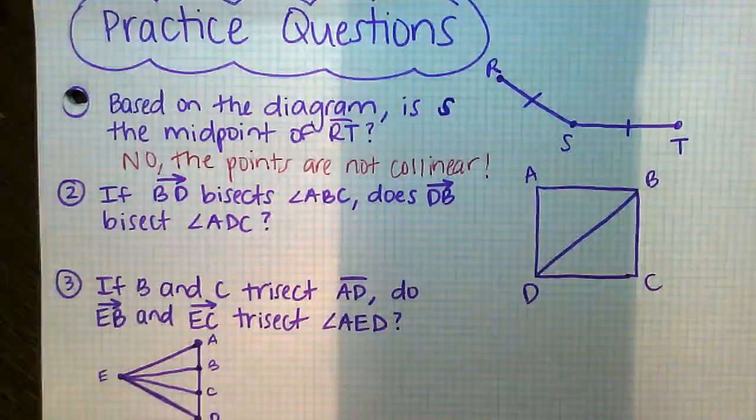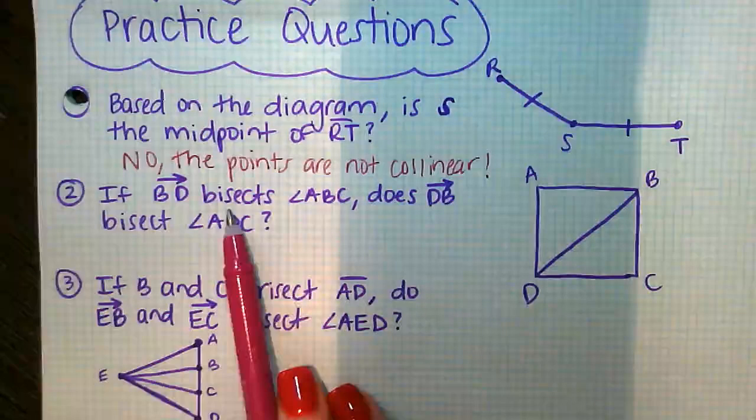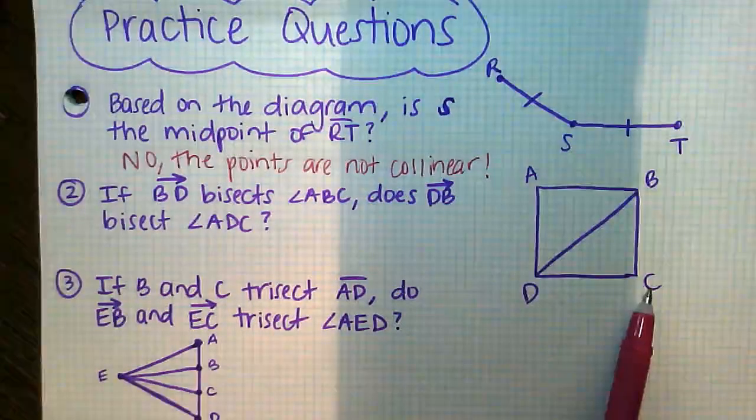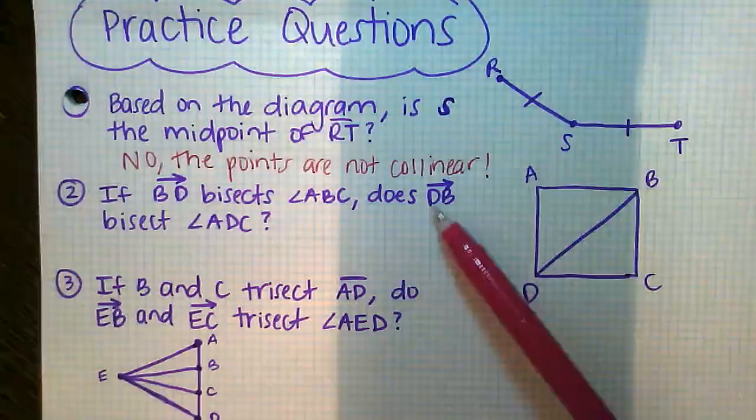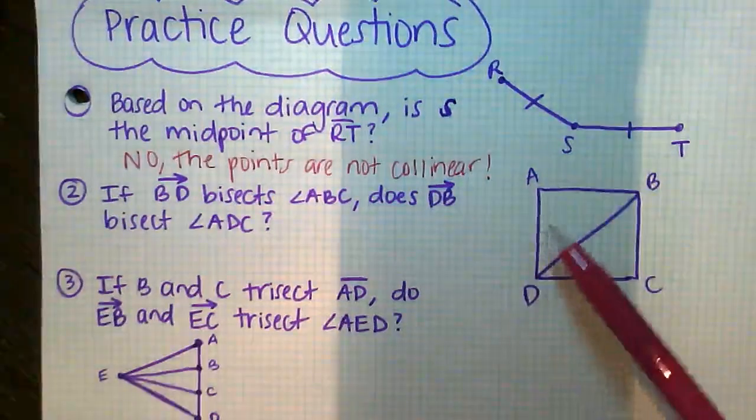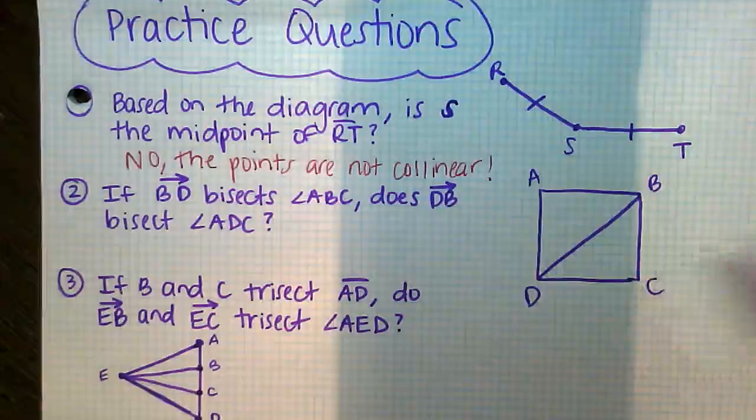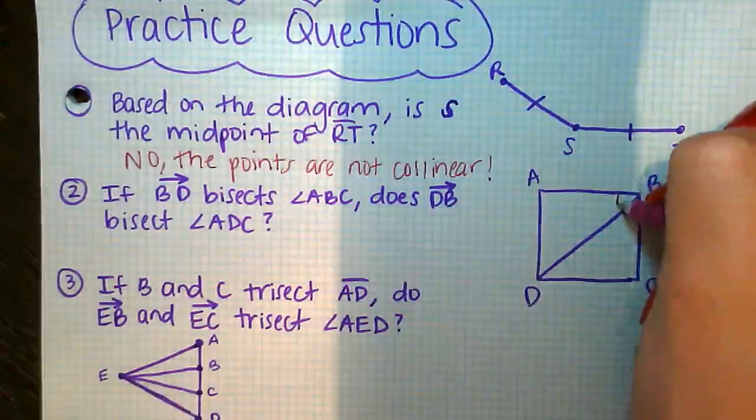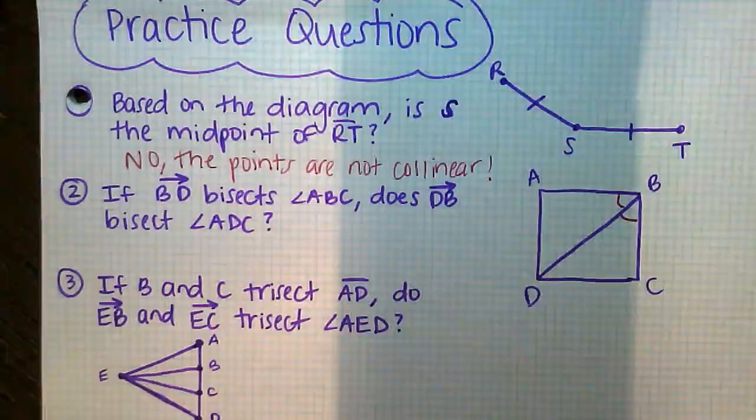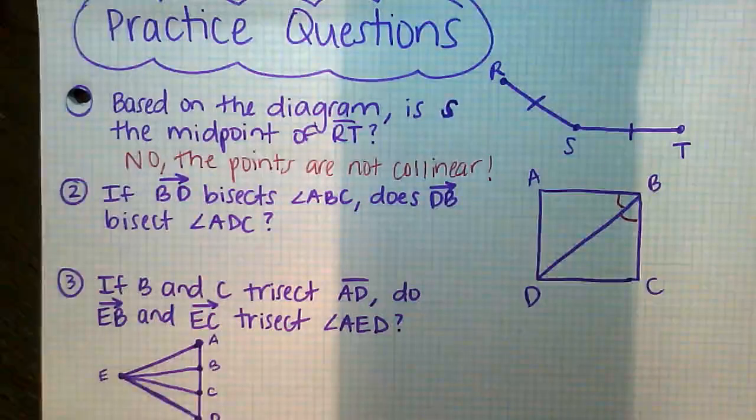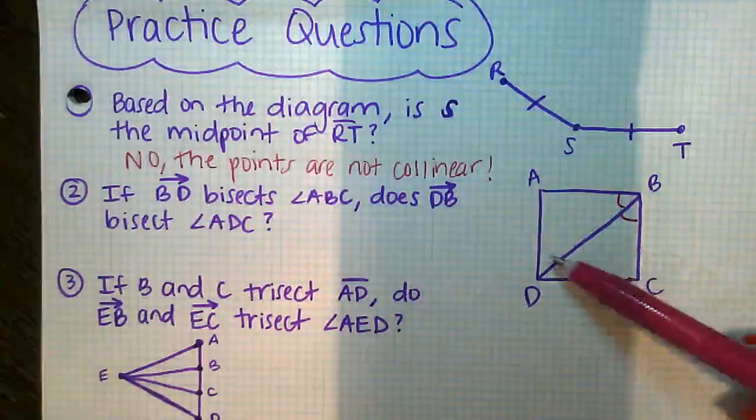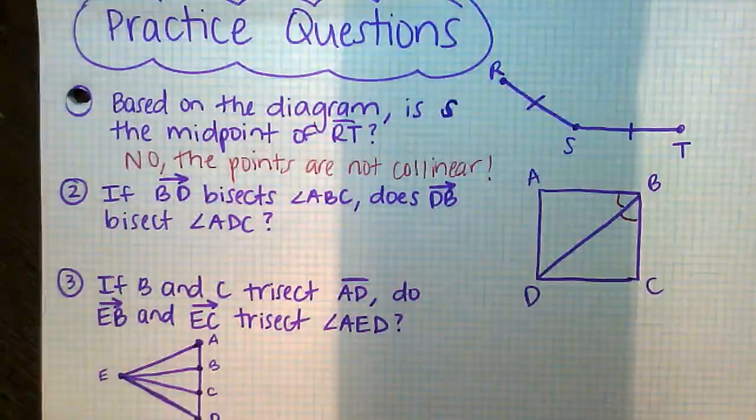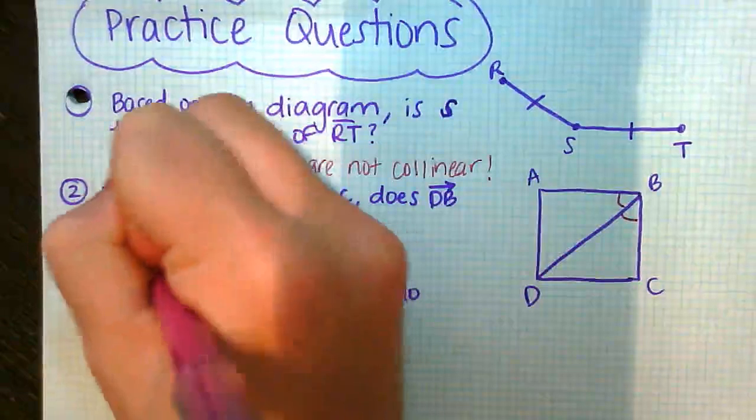Let's take a look at the next one. If BD bisects angle ABC, does ray DB also bisect angle ADC? We're given that ray BD is bisecting this angle, so this angle is being cut in half, or into two congruent pieces, but they're asking, does that imply that the opposite angle is being cut in half? I'm going to say no, there's not enough information to draw that conclusion.